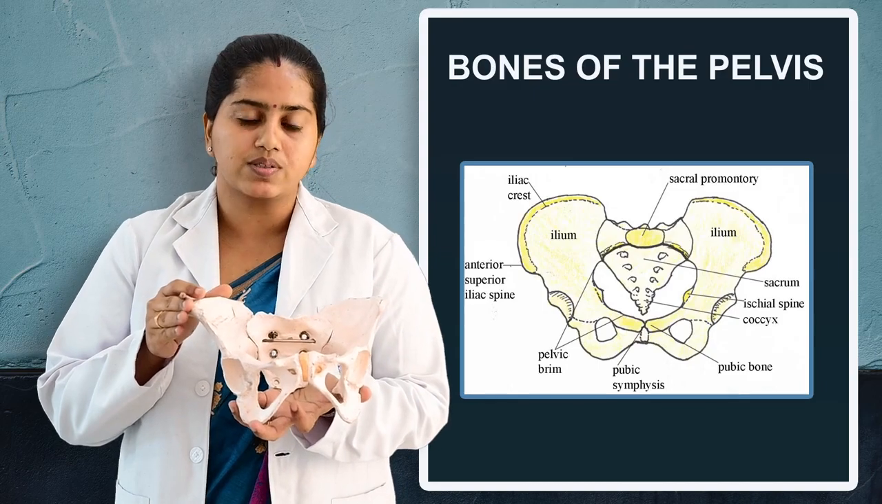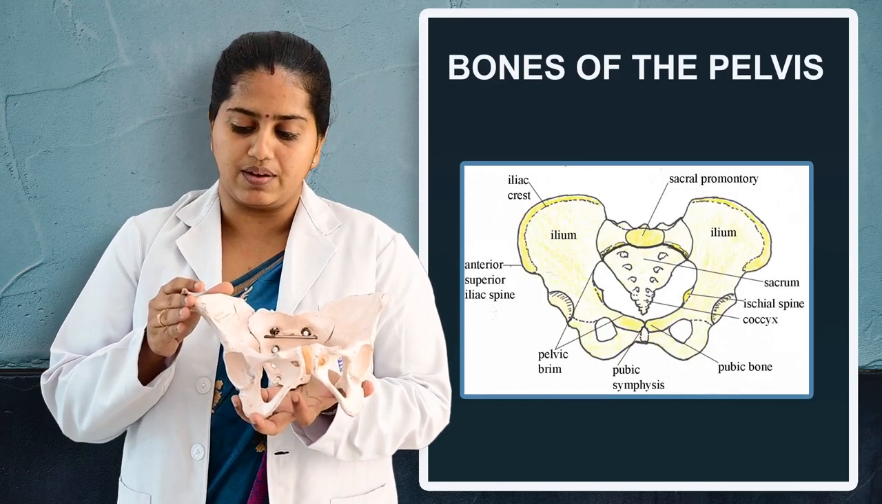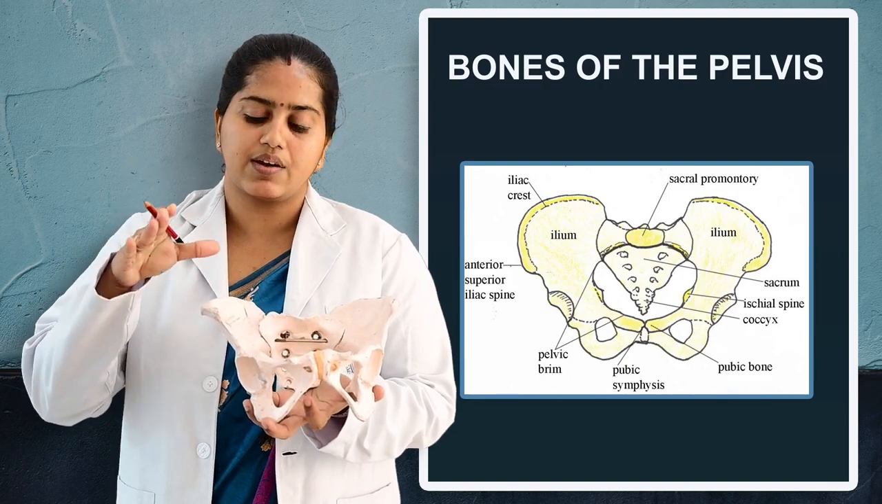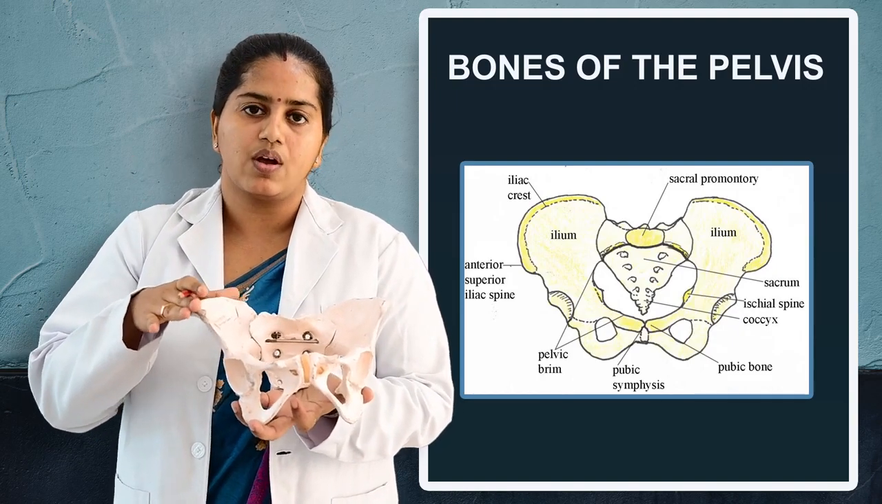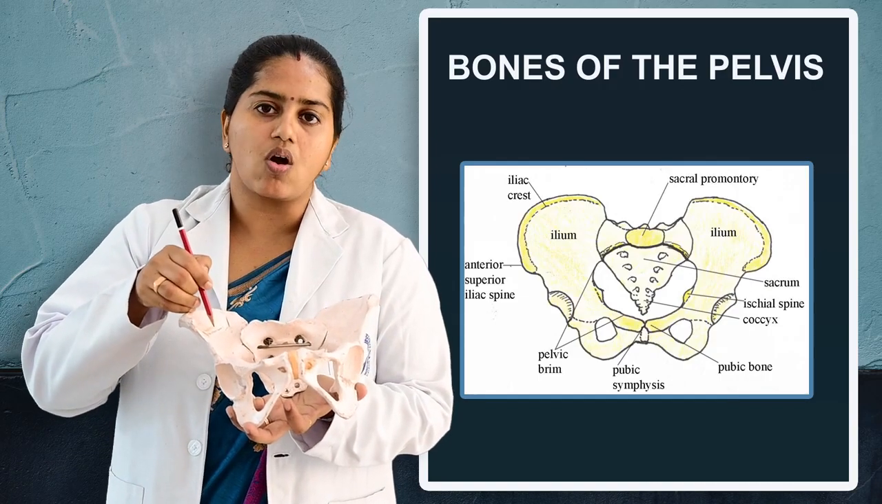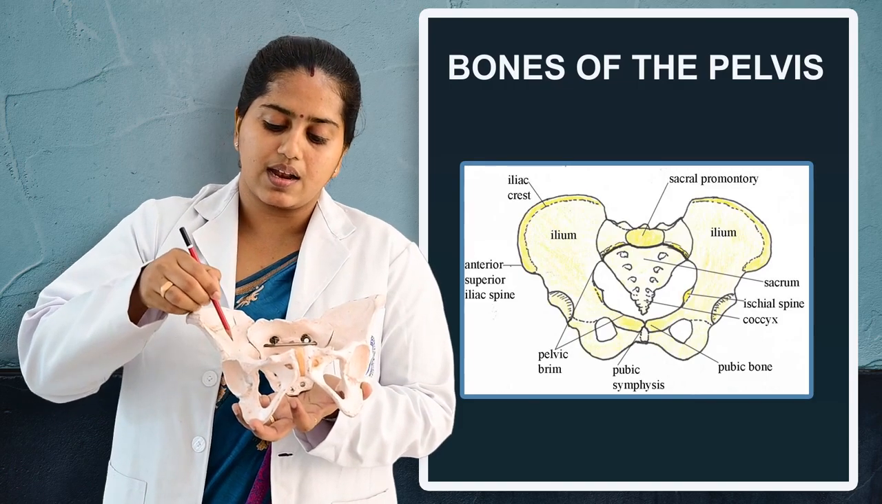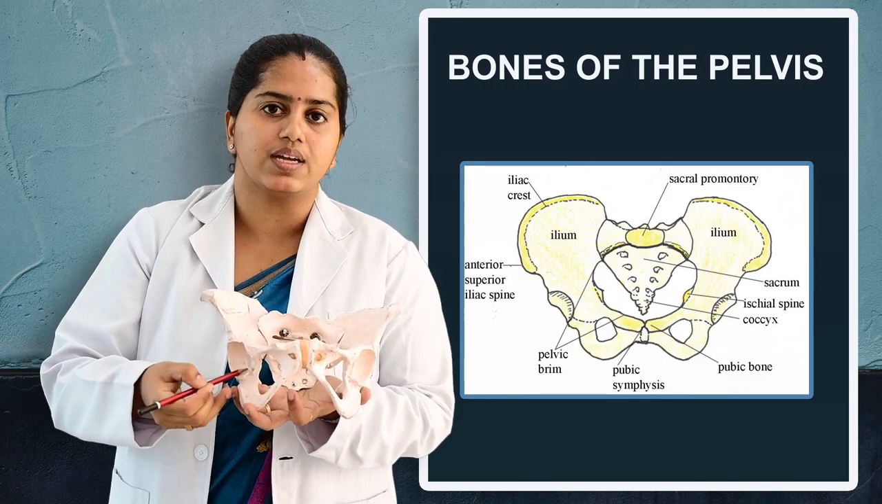The ilium is the uppermost part of the pelvis. It is a large fan-shaped part of the pelvis. When we rest our hand on the hip, we can feel the iliac crest. The concave portion inside the ilium is known as the iliac fossa. Then here the ala is there, then the body of the ilium.